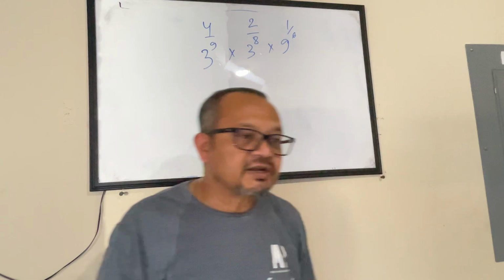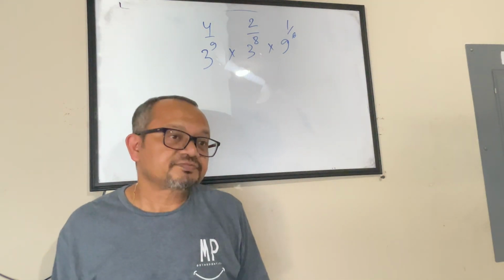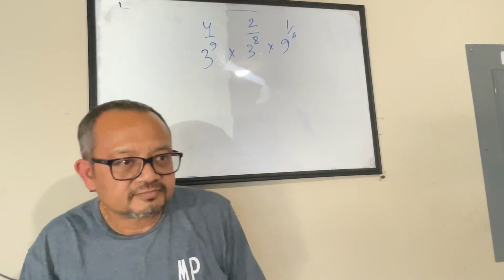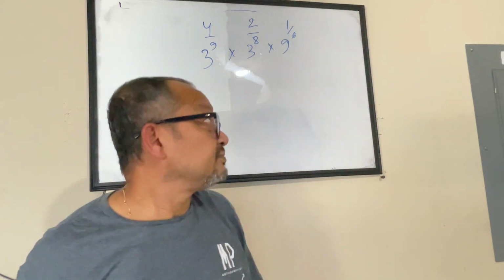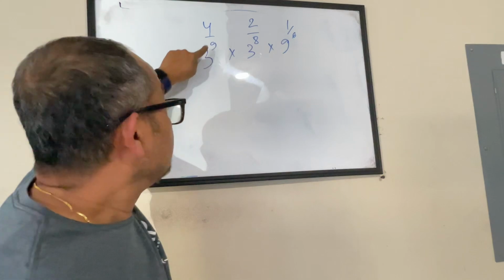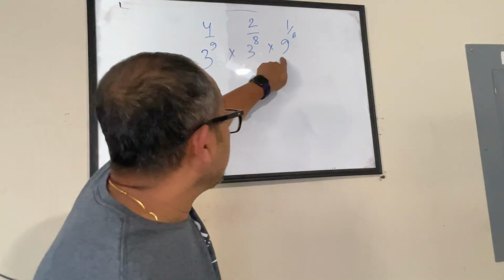If you have finished it, spend some time to review it. Don't rush and make mistakes. I don't get this, 4 over 9. Yeah, 3 to the 4 over 9, 3 to the 2 over 8, and 9 to the 1 over 6.